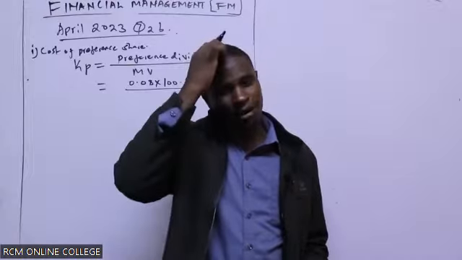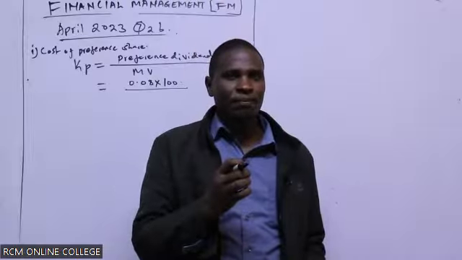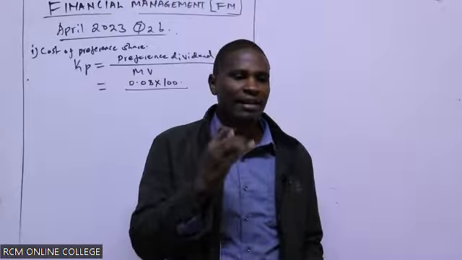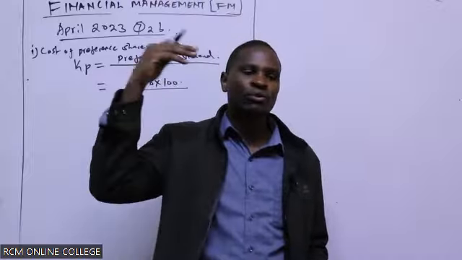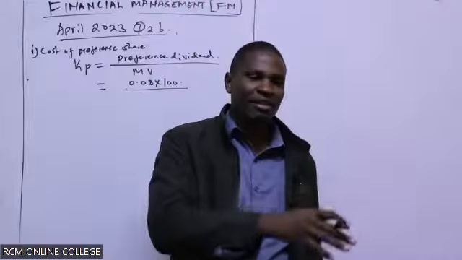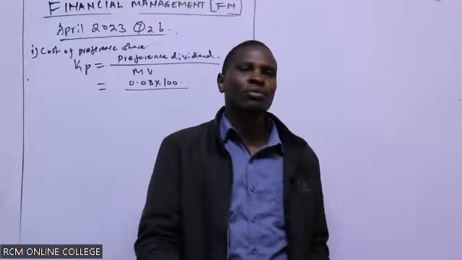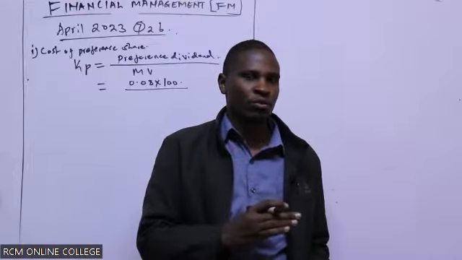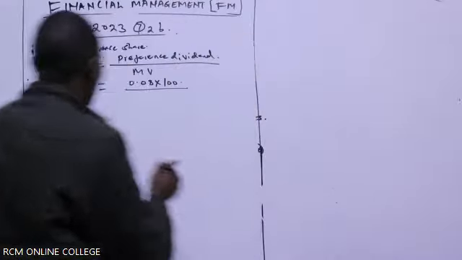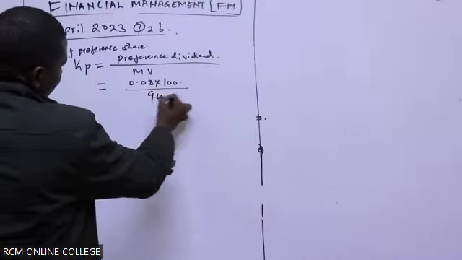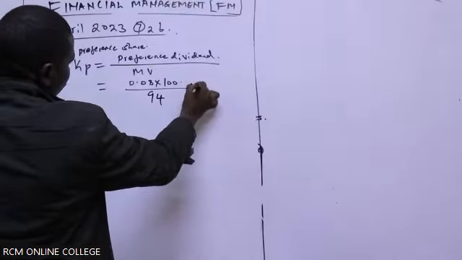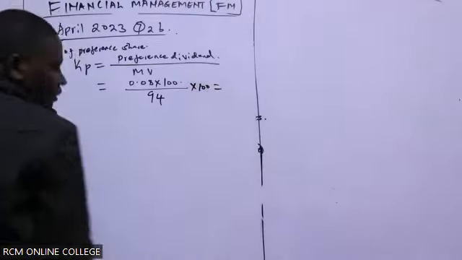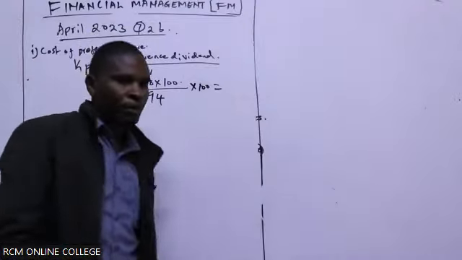Now, remember what we said. It is the current market price. The current. Leave that 2015 and whatever else they are saying, the net. Those were just information to disturb you. So 94 was the price. With that, you could have gotten your KP. So can you give me the KP? Give me the KP.